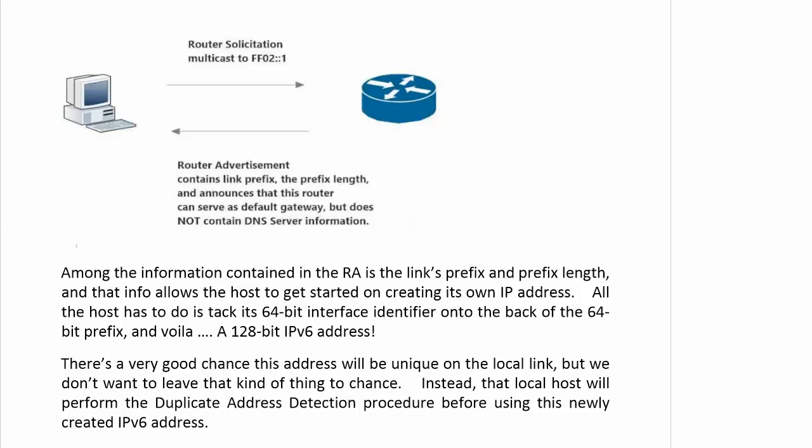Now, we know how the interface identifier is created. We know how to do that. We know that the source of it is the MAC address on that interface. So through this process, there's a very good chance that this address is going to be unique on the local link, but we don't want to leave that kind of thing to chance. Instead, what happens is that local host is going to perform what we call the duplicate address detection procedure before using this newly created version 6 address.